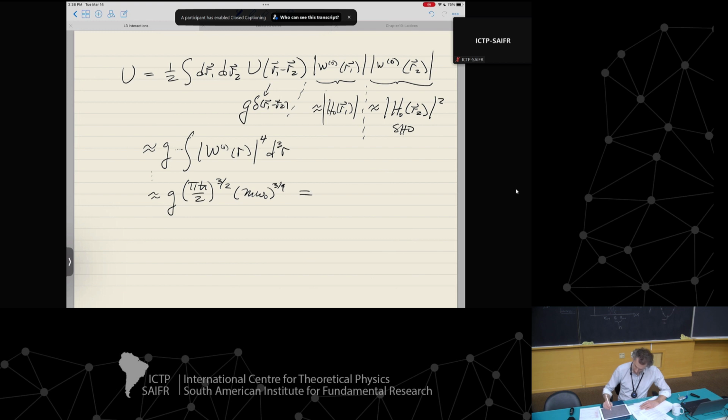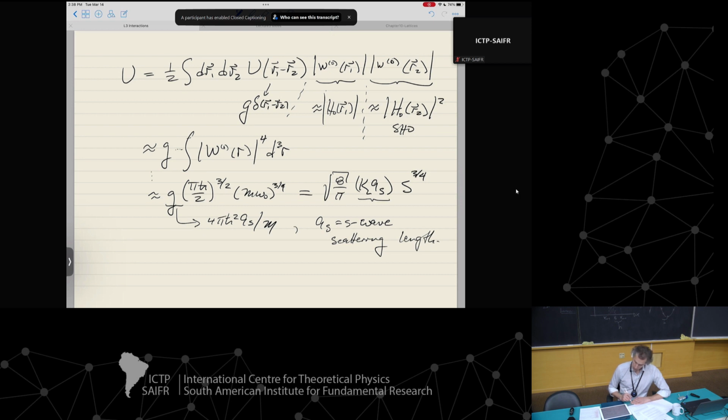Which is some other constants, square root of 8 over pi times k times a_s, and lattice depth to the 3/4 power. So what do I mean by k times a_s? k_L is just the same k lattice I've been using, but now this g, remember, is 4 pi h bar squared a_s over m, and this a_s is the s-wave scattering length. So let's see. It must bother you that this is a dimensionless number, so I think this is U in units of recoil.